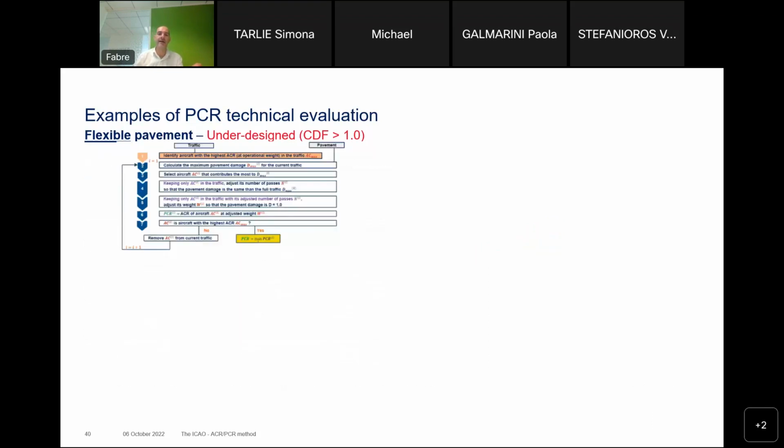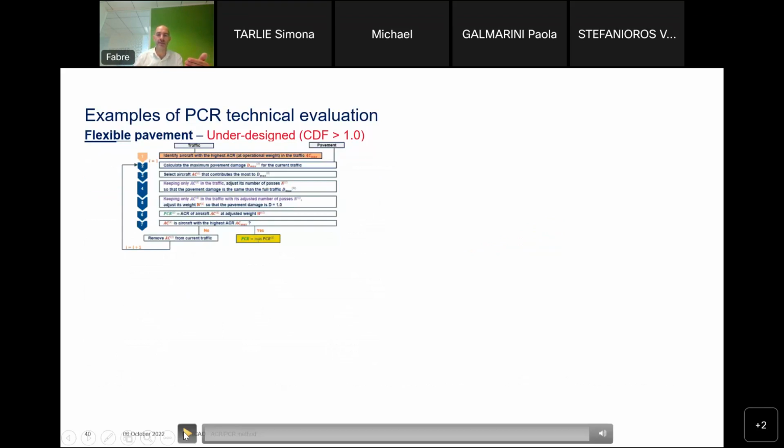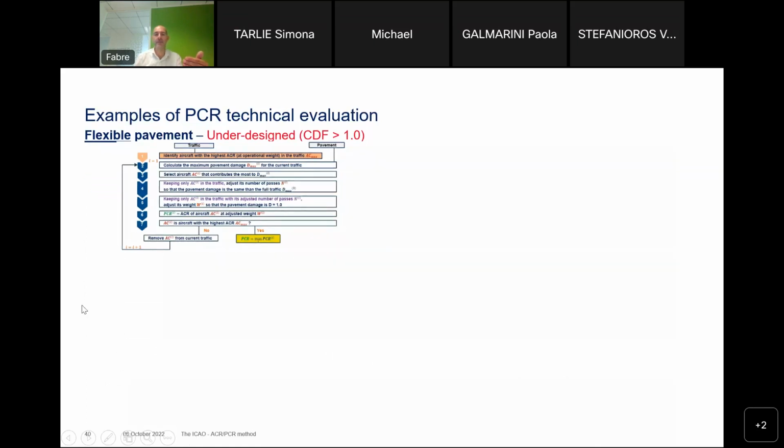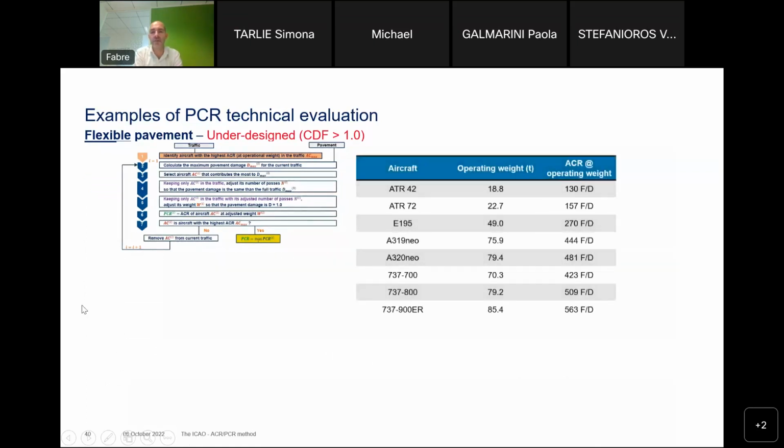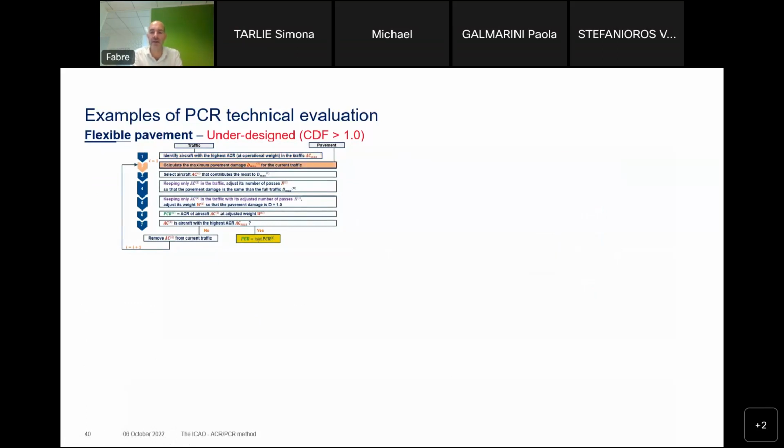And this is a short movie of the application of the procedure I showed. So try to follow the steps. I will comment during. So you have the input data. The first step consists in identifying the aircraft with the highest ACR. So in that case, this is a 777-900 extended range.